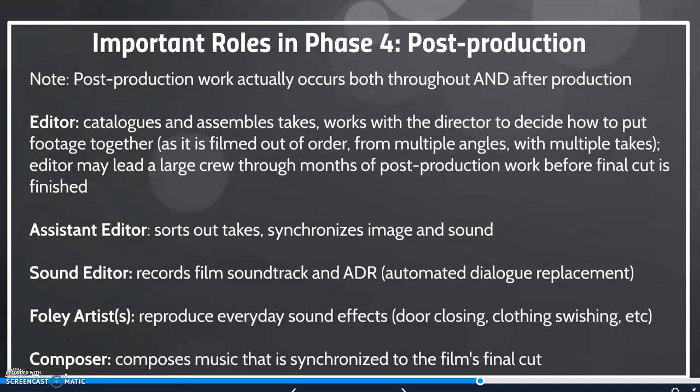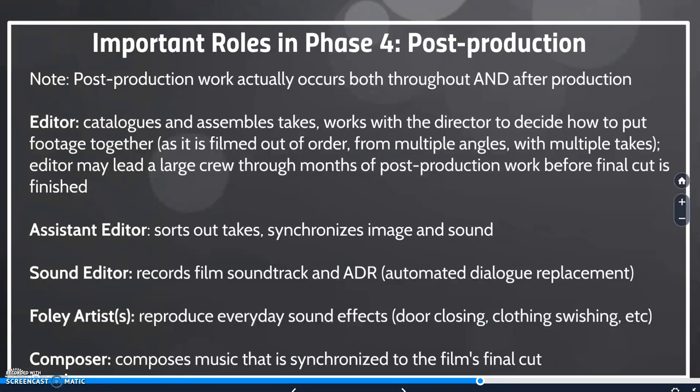Foley artists have a really fun job, which is to reproduce everyday sound effects. So in a movie, if you hear a door close, someone's dress swishes as they walk by, someone steps on a crunchy leaf, or it's raining outside, there's someone who recreates those sounds in a studio. And then the composer is the person who composes the music that's synchronized to the film's final cut. We're going to talk more about sound editors, Foley artists and composers in our unit on sound design, and we'll talk a lot more about the editing process when we get to our unit on editing as well.